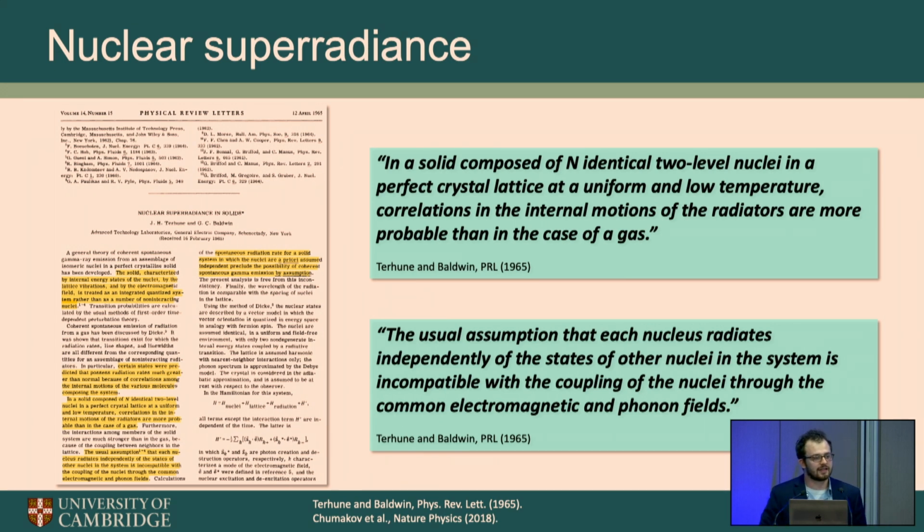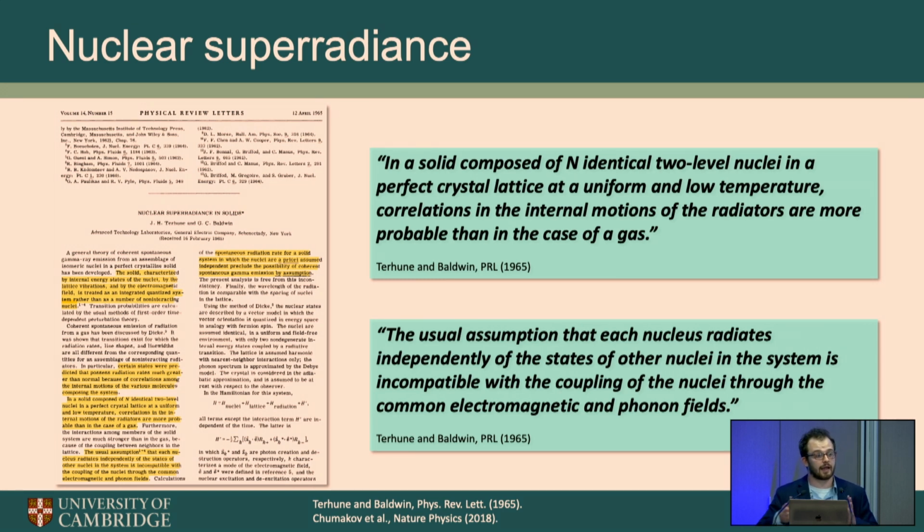There was a 1965 Physical Review Letter called Nuclear Superradiance in Solids. It builds upon work by Robert Dicke in 1954, also in a Physical Review Letter, which explains the phenomenon of superradiance. In a two-level system, if you have excited states that are coupled together, then instead of decaying independently, they can decay together as a single quantum object, and the decay rate that you obtain is much, much larger.